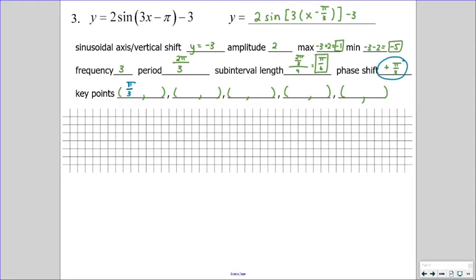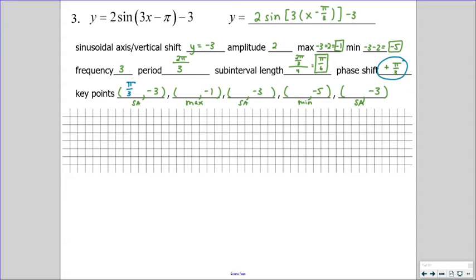Now, before I finish all of those x values, I'm going to go back to what we normally do. So I'm going to think about the order of key points for sine. Sine always starts at its axis and then hits its max, axis, min, and then axis. We're graphing standard sine, no reflections here. And then I'm just going to fill out those y values. So the sinusoidal axis, that's negative 3, negative 1, negative 3, negative 5 is the min, and then we end back at negative 3 for one full cycle there.